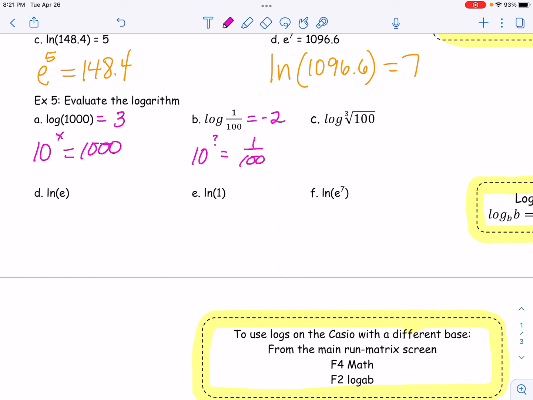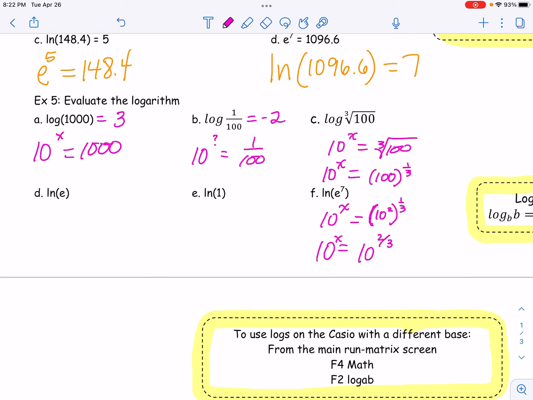Same thing for C. Base of 10 to the what power is equal to the cubic root of 100? Well, I'm going to rewrite the cubic root of 100 in a couple different steps. 10 to the x is equal to 100 raised to the 1/3 power. Well, I can rewrite 100 as 10 squared. Well, what happens when I raise a power to a power? I multiply the powers. So now that my bases are the same, what's the value of x? 2/3.